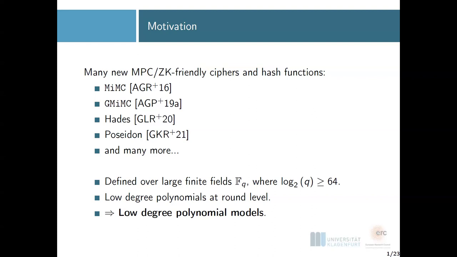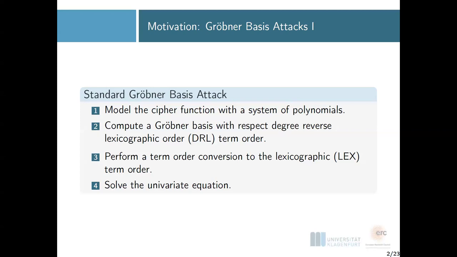And then you could pass to generic polynomial system solving techniques like Gröbner basis to solve for the quantity of interest. So, the standard Gröbner basis attack proceeds in four steps. You model your primitive, then you compute a Gröbner basis for a degree reverse lexicographic term order. Then you perform term order conversion to a lexicographic Gröbner basis. In the lexicographic Gröbner basis, there will be at least one univariate polynomial present. Then you factor the univariate polynomial, and you have solved for one variable in your system.